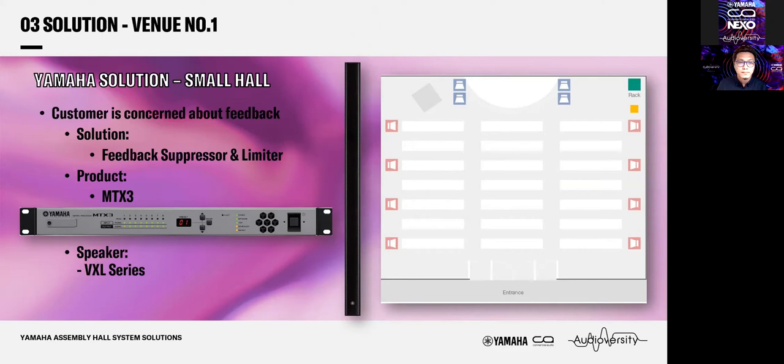Because the VXL series has a very wide dispersion angle, for normal setting it comes with a horizontal coverage of 180 degrees. However, if in this venue you need to narrow it down, we can narrow it down to 120 by having two units coupled horizontally together, just like this. Over here, you can see it's being coupled. Okay, let's watch a video on the explanation of the advantages of the column line array speaker.